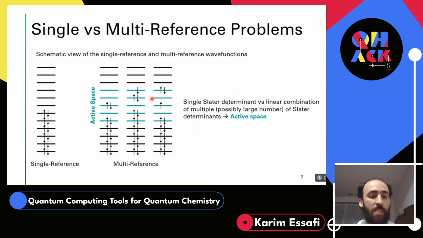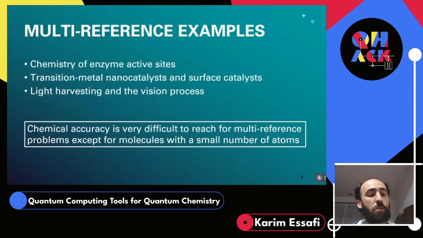And as you can see, this makes it a much more difficult problem to solve than if you had only a single reference situation. Examples of systems that are multi-reference are, for example, the chemistry of enzymes, where you need to find the active sites involved in multiple coupled transition metals. Another one is the transition metal nanocatalysts and surface catalysts. And lastly, you also have light harvesting and vision processes. And even for some of these problems, DFT can't even solve the simplest single reference problems without even going into the multi-reference situations.